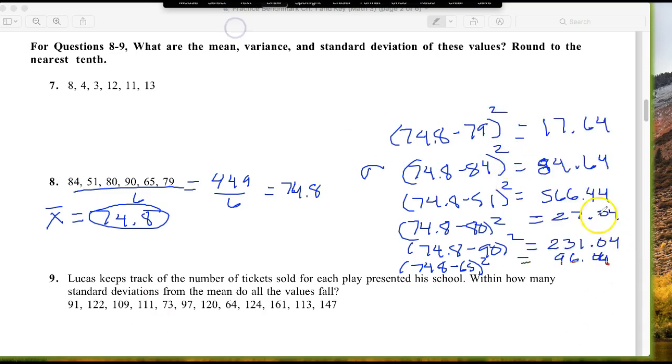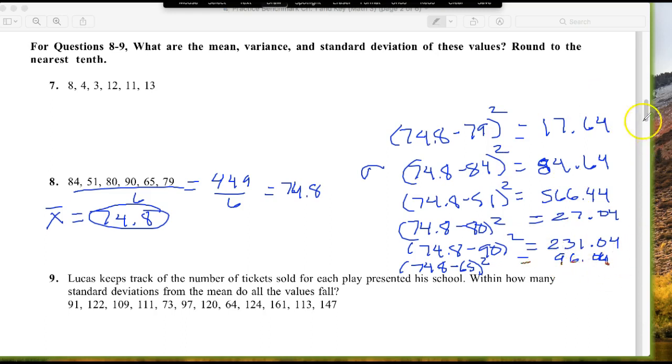All right, working all these values, I get 17.64, 84.64, 566.44, that's a big one, 27.04, 231.04, 96.04. Now I've subtracted the mean from each of these values and squared them. Now in order to find the variance, I need to add these all together and divide by 6.